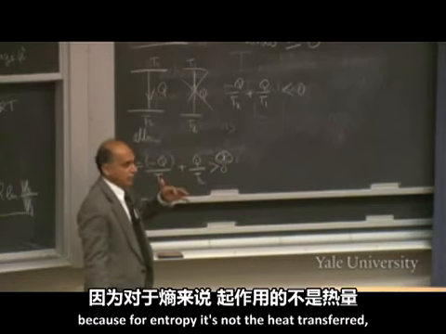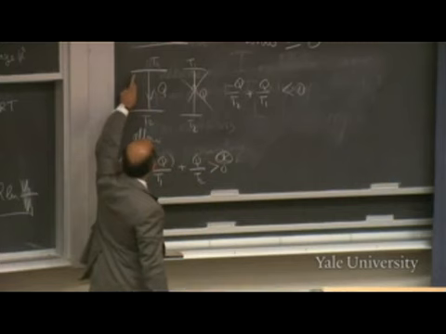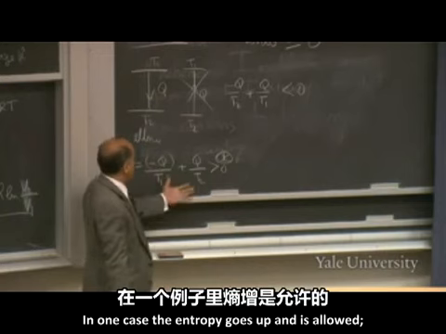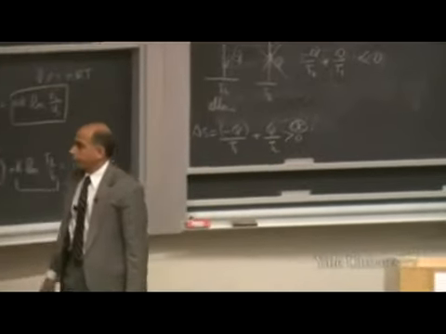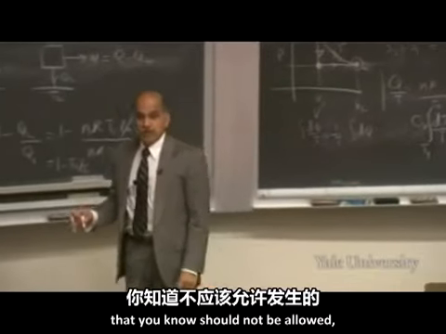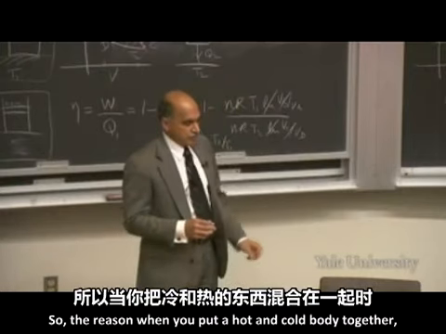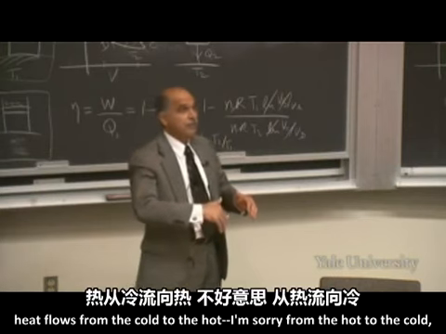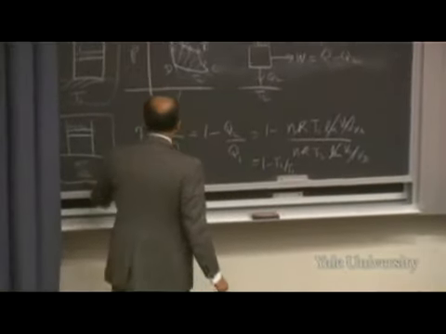Because for entropy, it's not the heat transfer, it's heat transfer divided by temperature. Therefore, a heat loss at one temperature and a heat gain at a lower temperature don't cancel when it comes to entropy. In one case, the entropy goes up and it's allowed. In another case, entropy goes down and it's not allowed. Okay, so that's certainly one process that you know should not be allowed, but it's forbidden by the second law by a computation of entropy. So the reason when you put a hot and cold body together, heat flows from the hot to the cold is because that's the way the entropy will go up.